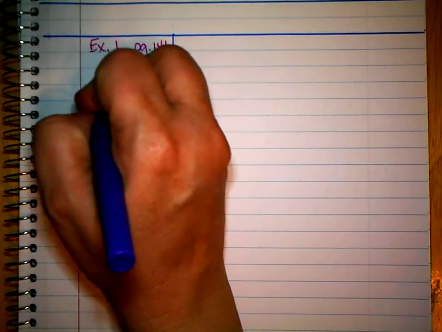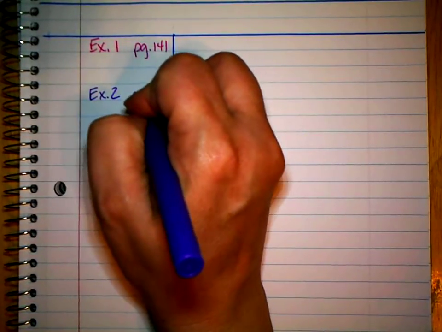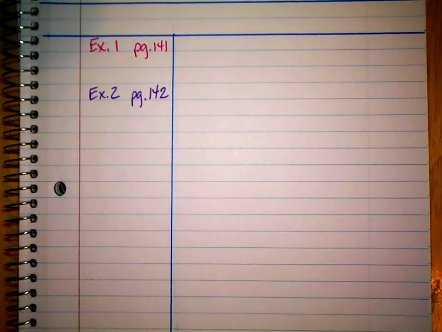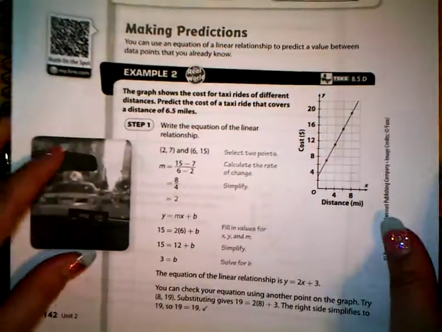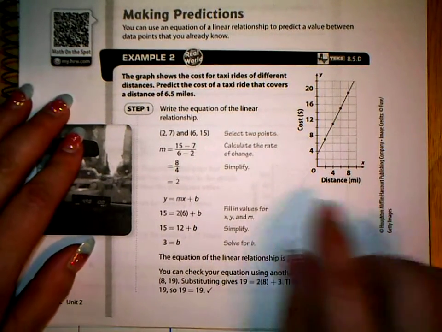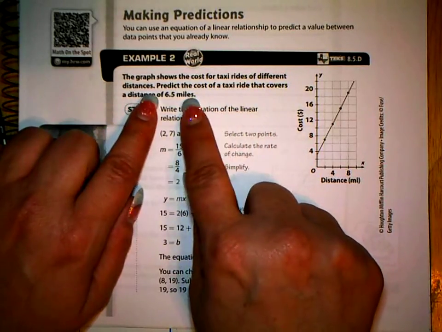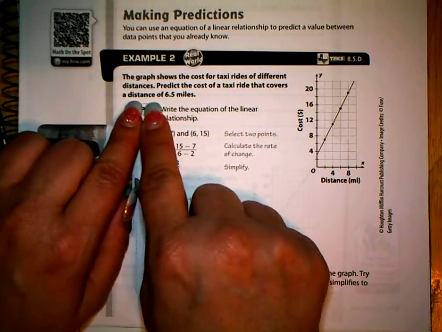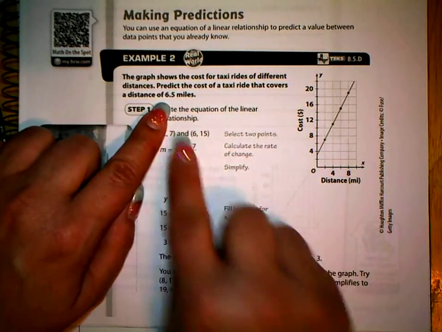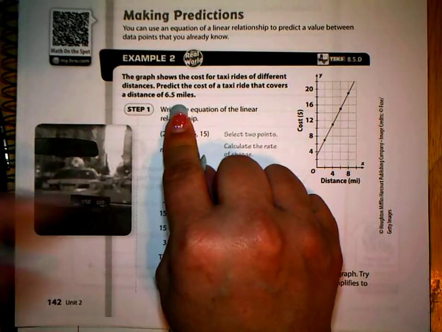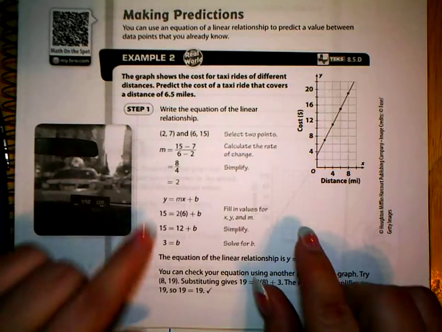Then we're going to do example 2. Again, it's in your book. This one is on page 142, and it goes to page 143. We're going to make some predictions here. Graph shows the cost for a taxi ride of different distances. Predict the cost of a taxi ride that covers a distance of 6.5 miles. So this is some information that we know, and we're going to have to predict if we need to go 6.5 miles, what's it going to cost us?